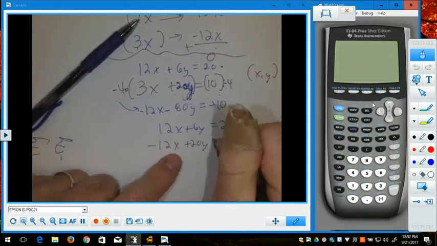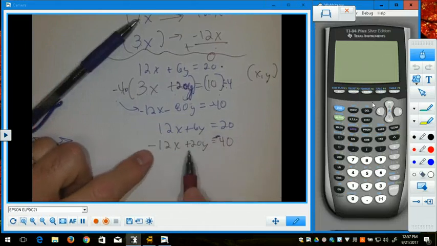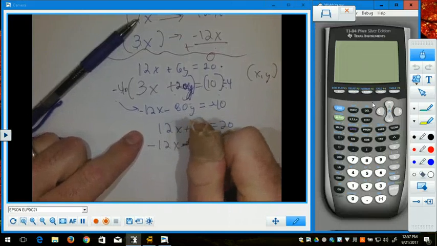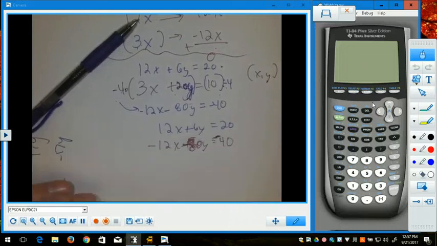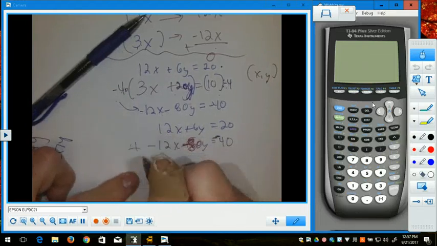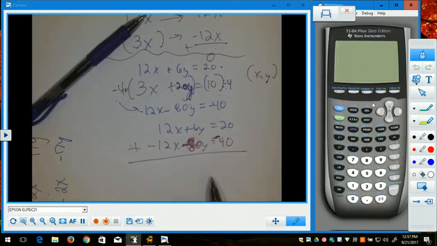Oh, that was going to be a negative 40. Better make sure I put the correct sign. So I'm copying. No, I didn't copy it down right. This is minus 80. Good thing you're not writing this down yet because it's not our actual example. So by multiplying that through, these became opposites. When I add vertically, I'm adding the two equations together.